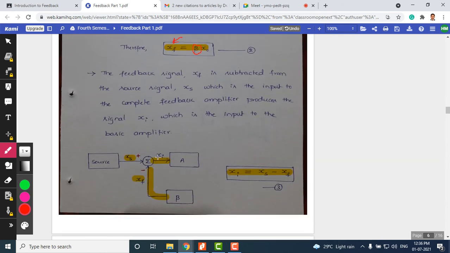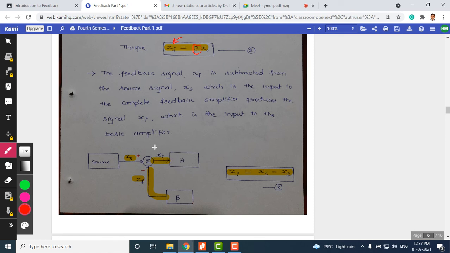Between the source and the basic amplifier there is a mixer, as we said, and let me explain what it does. For negative feedback, we have a minus sign for the feedback and a plus sign for the source signal in the representation, and Xs and Xf are 180 degrees out of phase. For Xi, which is the basic amplifier input, we can arrive at an equation.